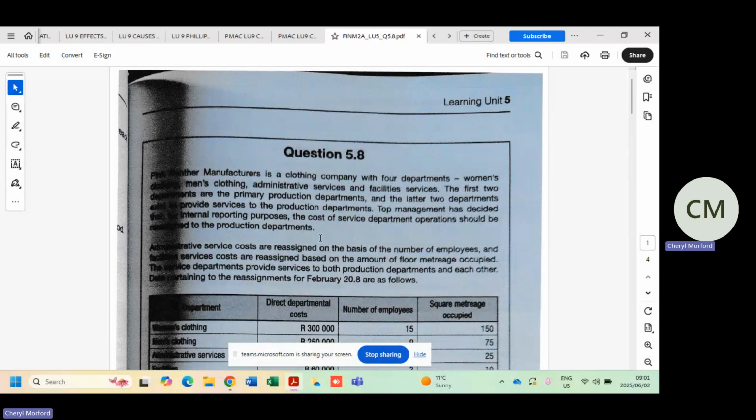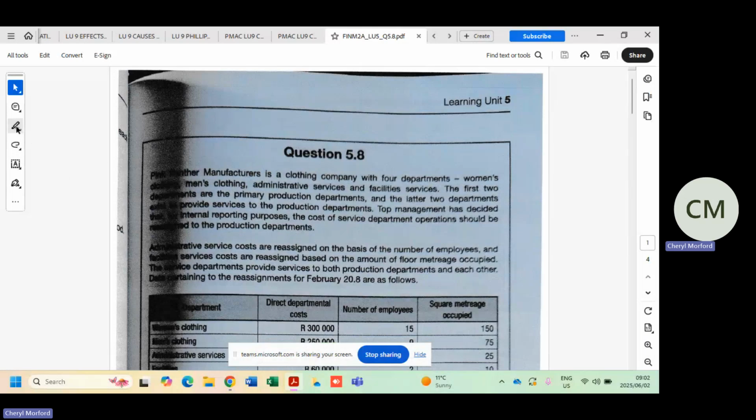So to do this, I'm going to do question 5.8 from the textbook, because I found that the textbook's explanation is all very confusing and extremely off-putting. But if you follow a question, it's going to make ever so much more sense. Right, so with this type of a question, it's important that you distinguish between the different types of departments. You're going to have production departments, and you're also going to have service departments.